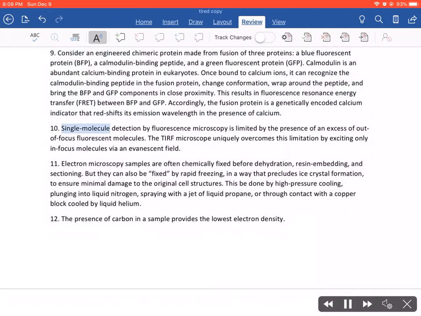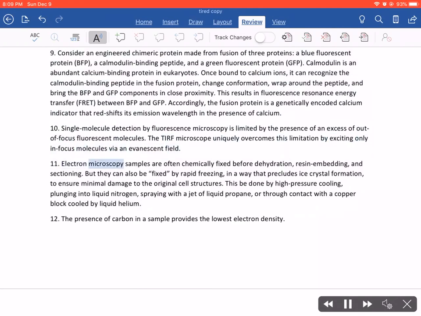10. Single molecule detection by fluorescence microscopy is limited by the presence of an excess of out-of-focus fluorescent molecules. The TIRF microscope uniquely overcomes this limitation by exciting only in-focus molecules via an evanescent field.